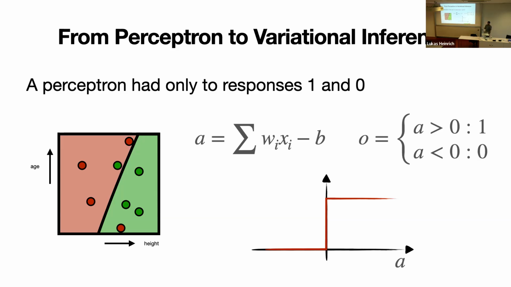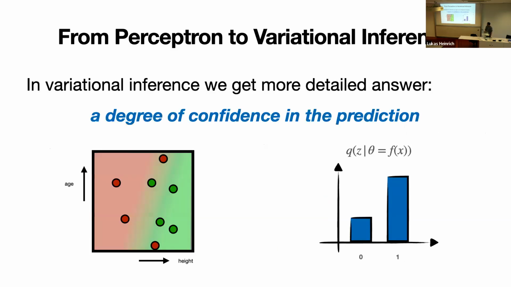But what we're now talking about is that we want to not only have predictions 0 and 1, we want to basically have more information. We want to have an uncertainty measure, like how convinced are you that this is a good basketball player? And so that might not be a value of just 0 or 1, but more like a probability between 0 and 1. So is it 90% a good basketball player, or 10%, and so on. And so what variational inference can give us is a more detailed answer. It will give us a degree of confidence in the prediction that we have.